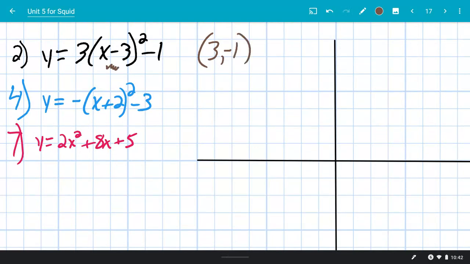Well, we take the opposite of what's on the inside, because, remember, it's wearing makeup. It's not exactly as it seems. Then you take whatever's on the outside, and that's your y value. Okay, so 3, -1.